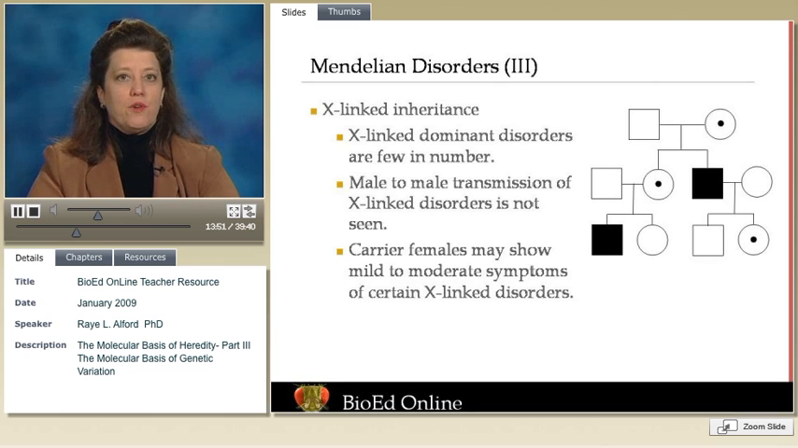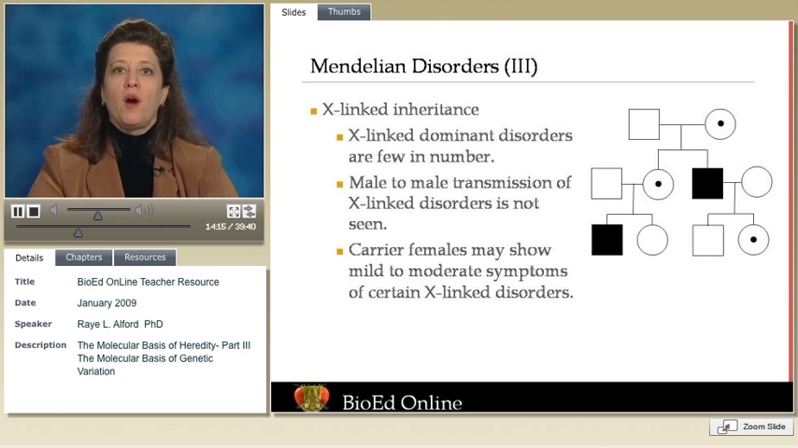X-linked dominant disorders are characterized by the appearance of a disease in both males and females in several generations of a family. True X-linked dominant disorders are few in number. There are many more X-linked recessive disorders. X-linked recessive disorders are typically observed as affected males born to unaffected parents.